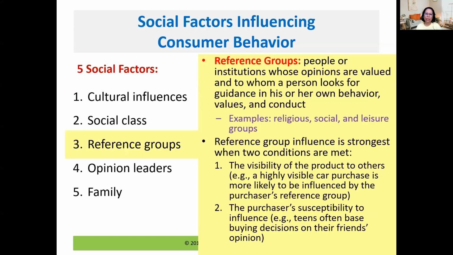Reference group influence is strongest when two conditions are met, namely the visibility of the product to others. For example, a highly visible car purchase is more likely to be influenced by the purchaser's reference group. Next, the purchaser's susceptibility to influence, for example, teens often base buying decisions on their friends' opinion. Do you agree?